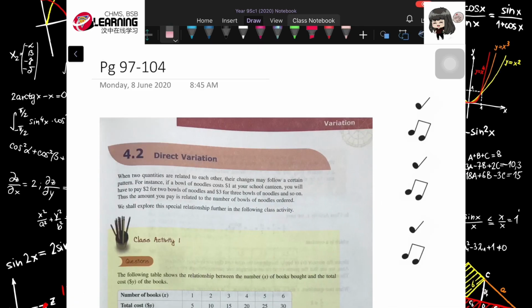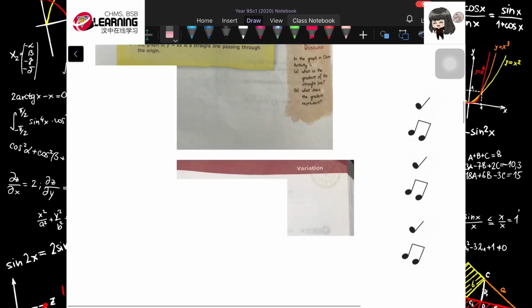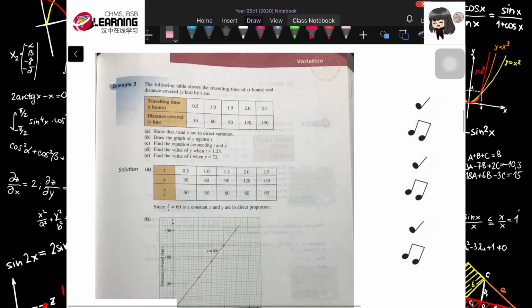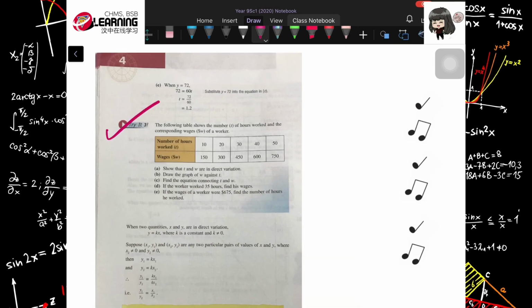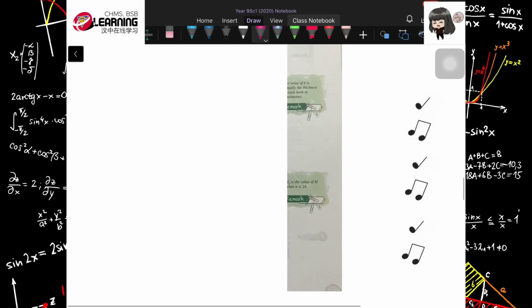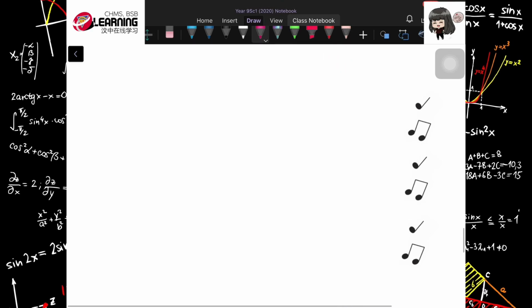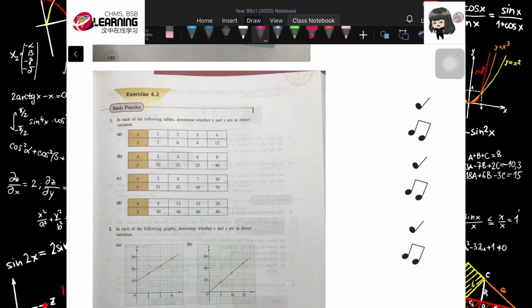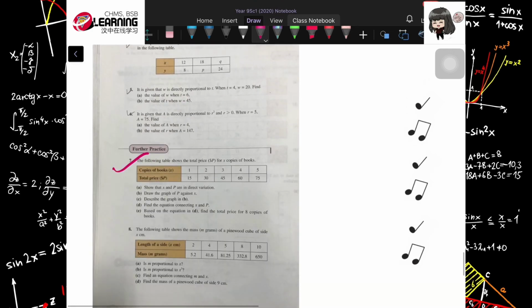Okay, from page 97 until 104, it's about direct variation. Today we are going to cover triad 3 on page 100, and also exercise 4.2, question numbers 1, 2, and 3. These are the questions that we are going to cover today. Oh, and also question number 7, which I will ask you to do as homework.